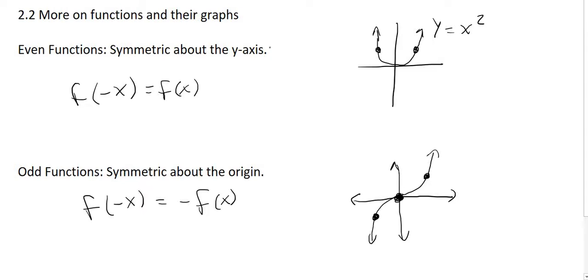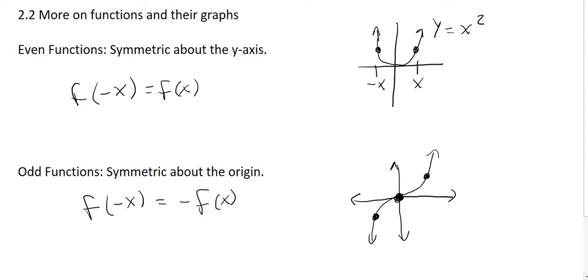But even functions are symmetric about the y-axis. The idea is if I take this x value and I plug in the negative of that x value, then I should get the same output. I should get the same y value. So that's for even functions.